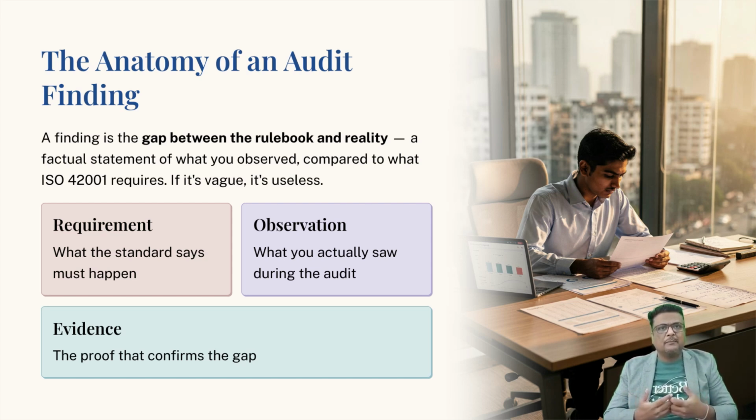A good finding must have three ingredients: the requirement, the observation, and the evidence. If your finding is vague, you aren't helping the organization. You are just creating more work for everyone.